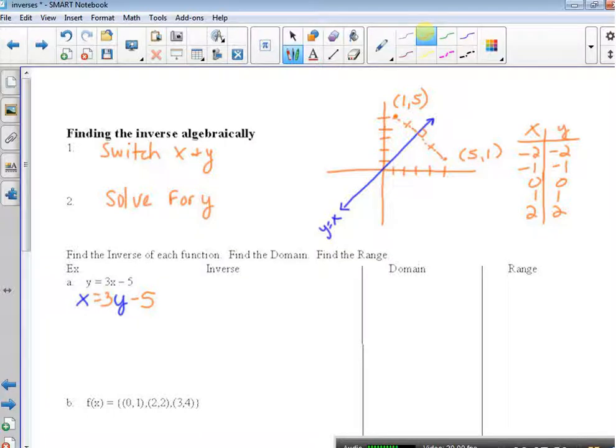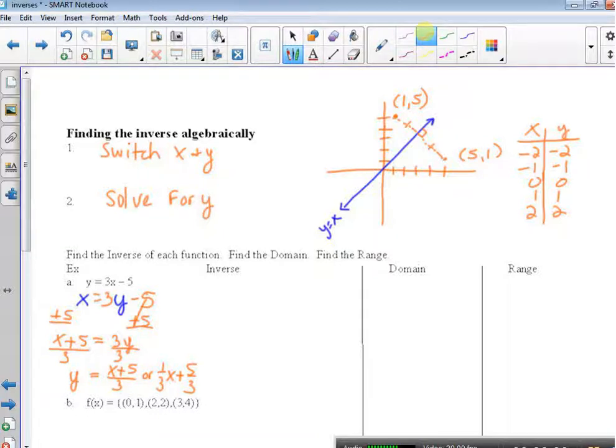Find the inverse. I found the inverse, but I want to solve for y, so it's in terms of y if I wanted to graph it or do some things with it. So now I'm going to do what I'd normally do to solve for y. I would add 5 to both sides, and I get x plus 5 equals 3y, and then I would divide by 3. So y is equal to x plus 5 over 3, or 1/3 x plus 5/3 if we want slope-intercept form.